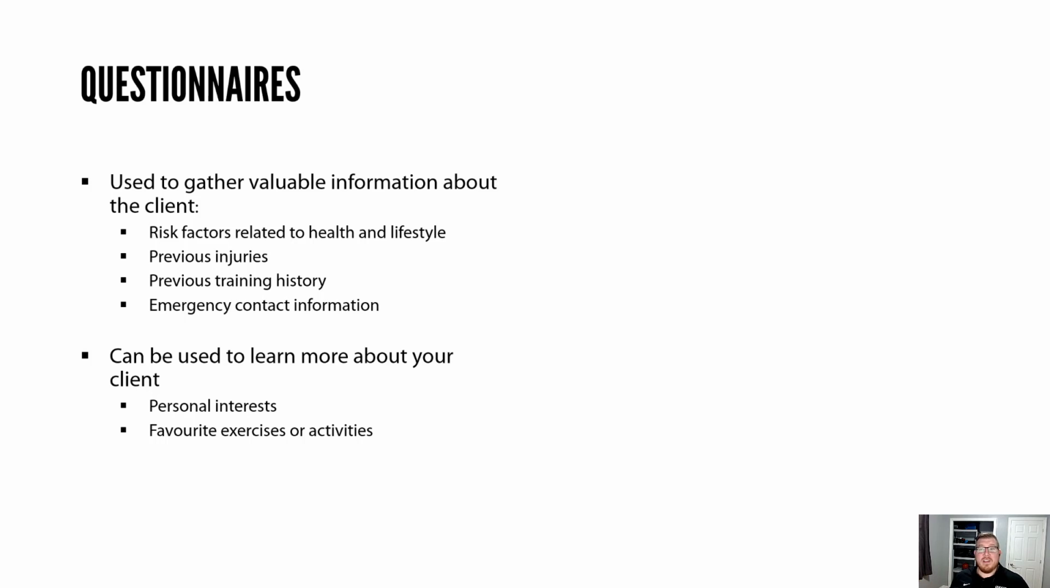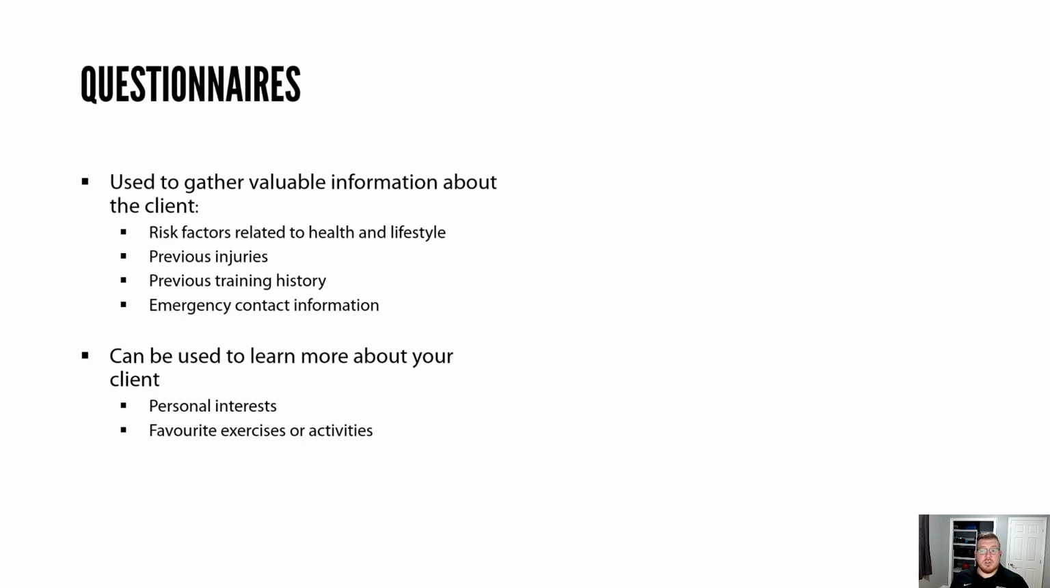We can talk about previous training history. This is important if you're going to be training them, obviously. You can talk about what things they've done in the past, what things they liked, what things they didn't like. And another big thing we can talk about here is emergency contact information. If you're training one-on-one with a client, we always want to have some person we can contact in case of an emergency.